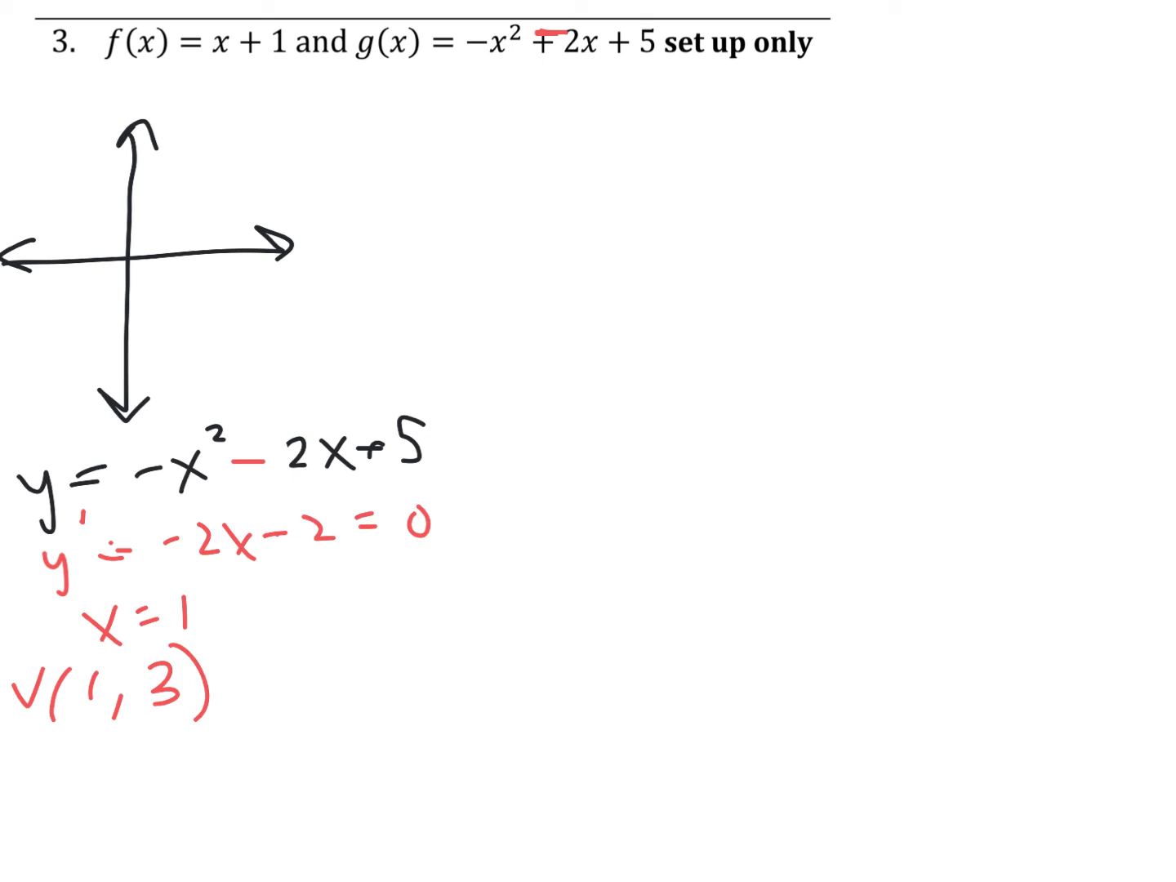So I can graph the point 1, 3, and then I can use the fact that this doesn't have any stretches or shrinks to plot a couple more points, 2, 3, 4, and get a sketch of my quadratic. And then the line y equals x plus 1 is just going to have a slope of 1.